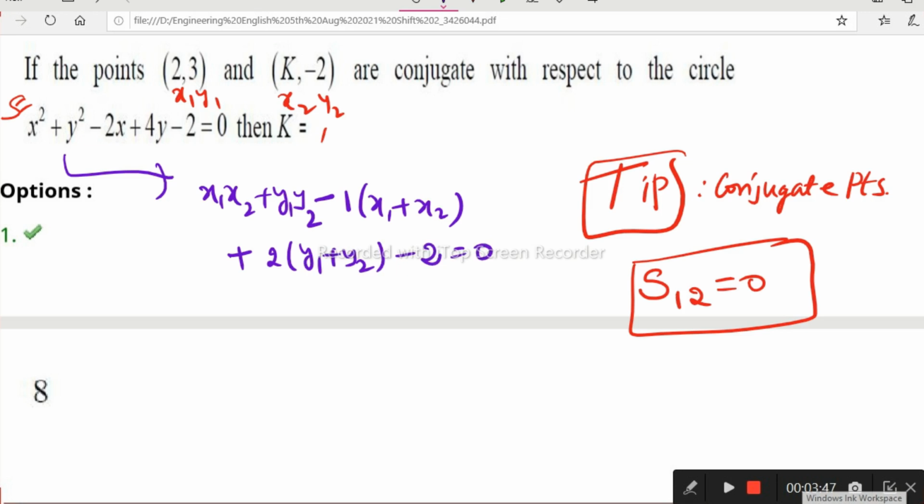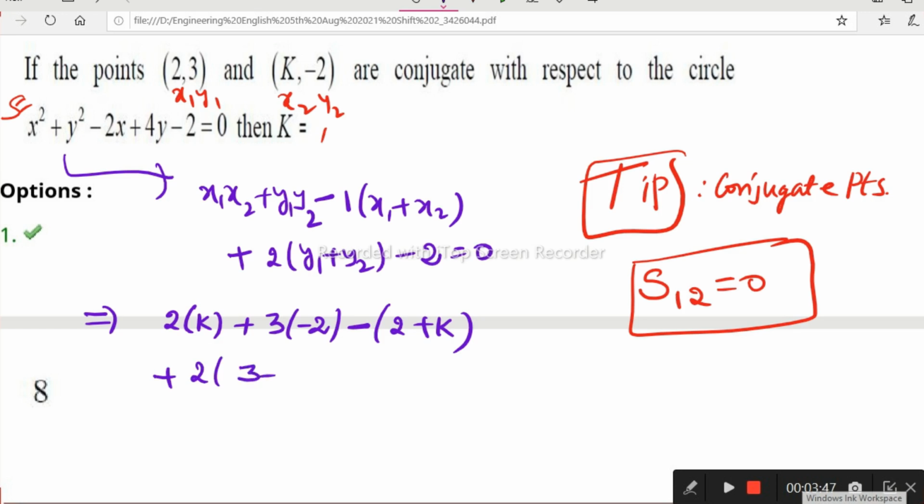Now we have taken x1, y1, x2, y2, so let us substitute the points. x1 is 2, x2 is k, plus y1 is 3, y2 is -2, minus times (x1 + x2) which is 2 + k, plus 2 times (y1 + y2) which is 3 - 2, with -2 equal to 0. So this is 2k - 6 - 2 - k, plus 2 into (3 - 2) which is 1, so 2 into 1 is 2, with -2 equal to 0.